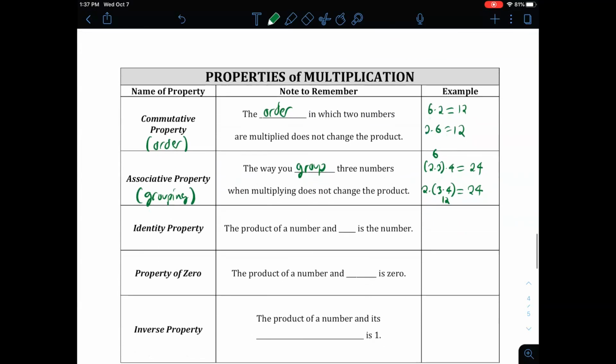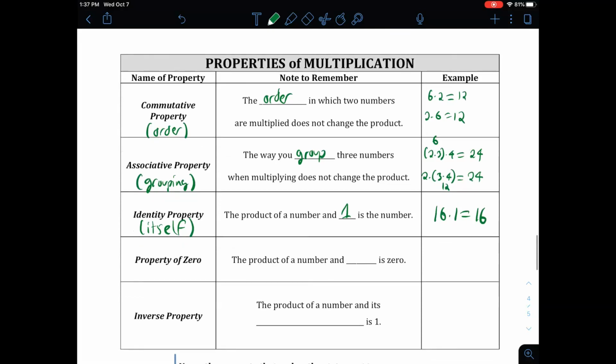Okay? Identity property, the product of a number. So we had 16 times 1 equals 16. The product of a number and 1 is the number. Anything times 1 is itself. We're going to put itself over here. Next property we had was 9 times 0 equals 0. So the product of a number and 0 is 0. Pretty hard stuff there, huh? I'm going to remember the word 0.